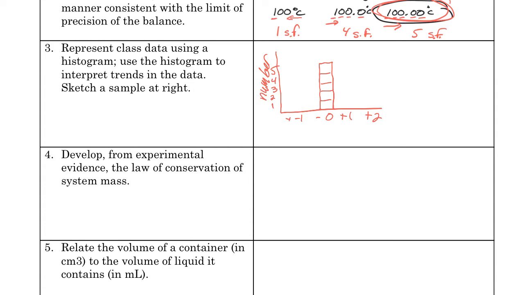Let's say that I had 3 groups that got a +1. There we go. Let's say that I had 3 groups that got -1. And I had 1 group over here that got +2. That would be an example of a histogram.